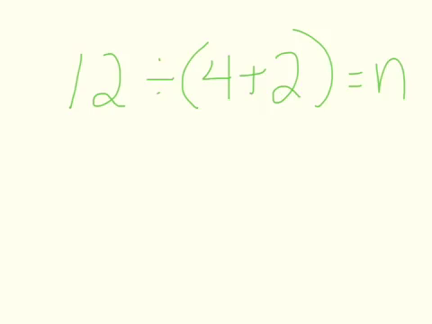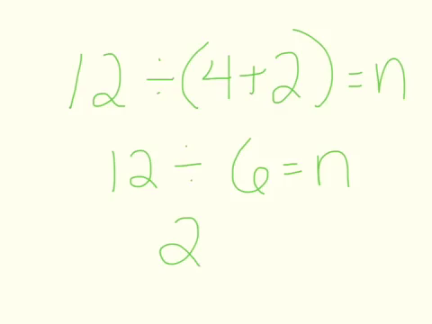Now here's the same exact equation, except this time my parentheses are in a different part of the equation. So watch how I use Math Talk to explain how to solve this problem. First, I will perform the operation 4 plus 2 that's in the parentheses, since that comes first, and 4 plus 2 is 6. Now, I will take 12 divided by 6 to get n, which is 2. So, n is equal to 2.